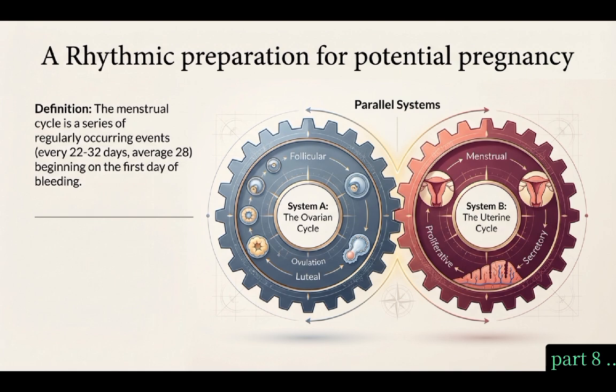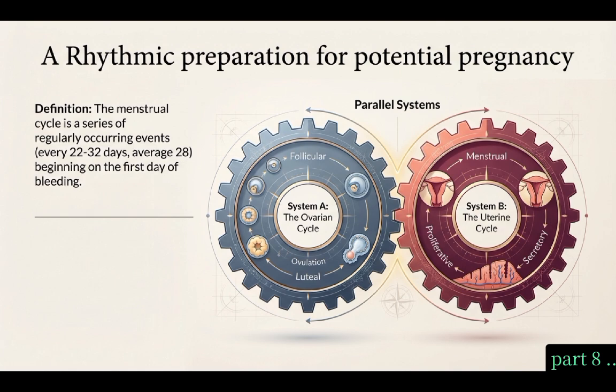So ovulation is divided into two phases. We have the ovarian cycle and we have the uterine cycle. So let's start with the ovarian cycle. The ovarian cycle is made up of three phases: the follicular phase, ovulation and the luteal phase. While the uterine cycle is made up of three phases, which are the menstrual phase, the proliferative phase, and the secretory phase.